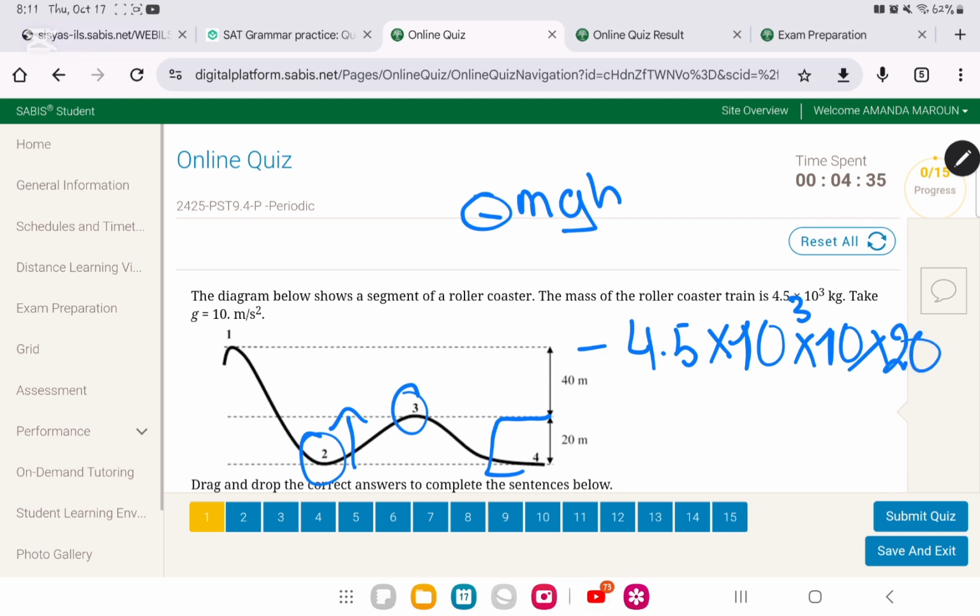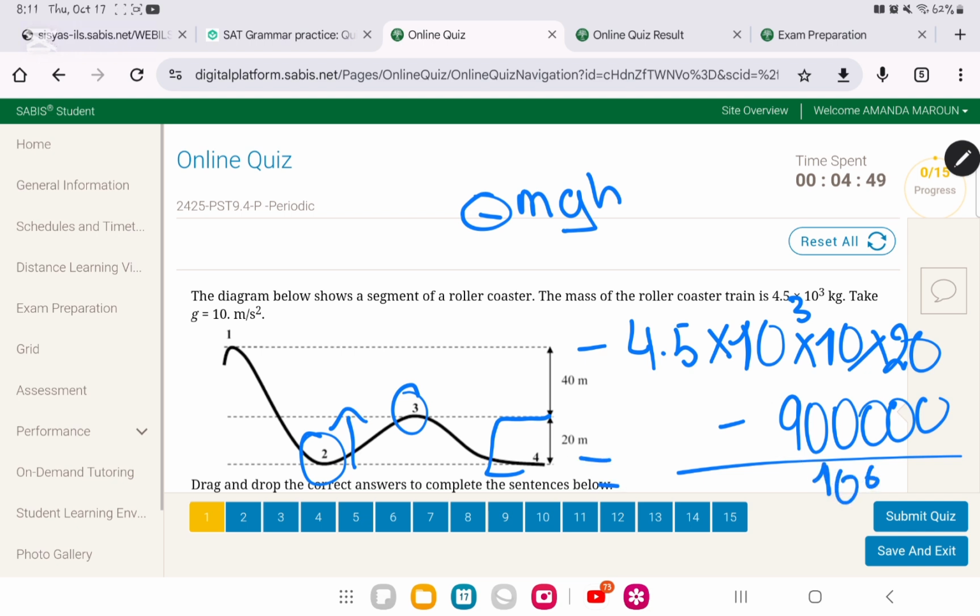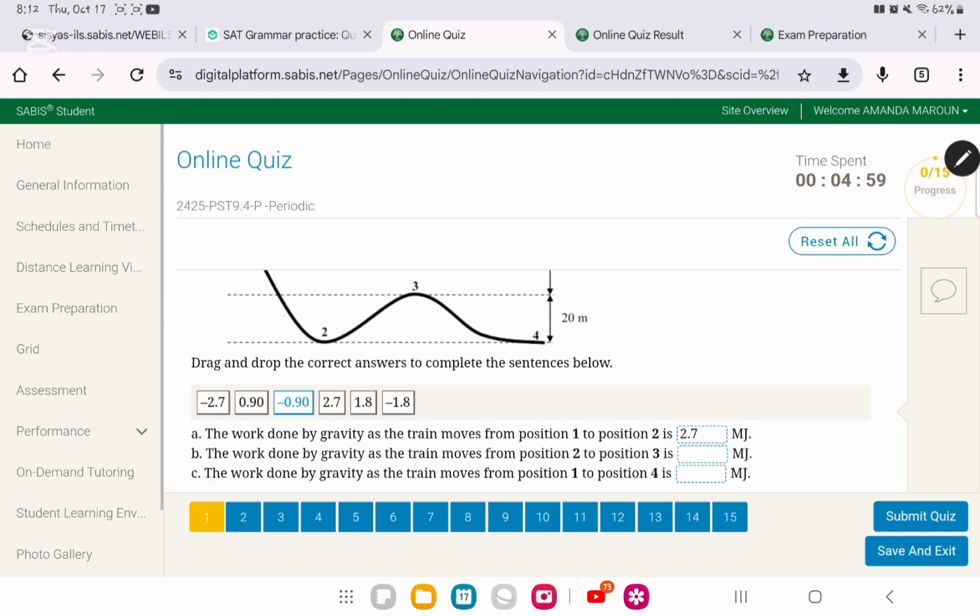If you do it on your calculator, you are gonna get minus 900,000. Now again, I believe they want it in megajoules, so we're gonna divide it by 10 to the power of 6. So answer divided by 10 to the power of 6, you are gonna get minus 0.9. So our answer for part B is minus 0.9 megajoules.